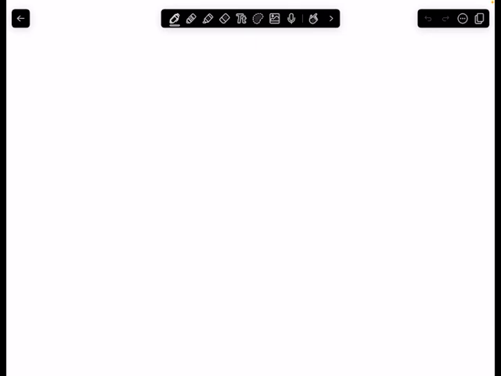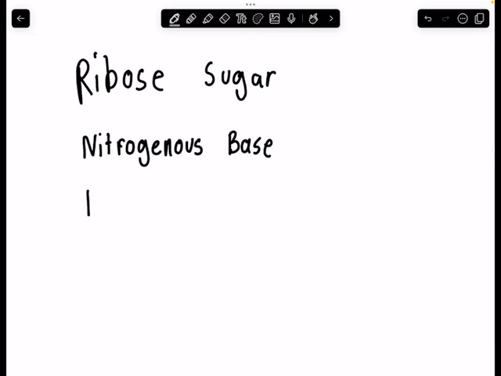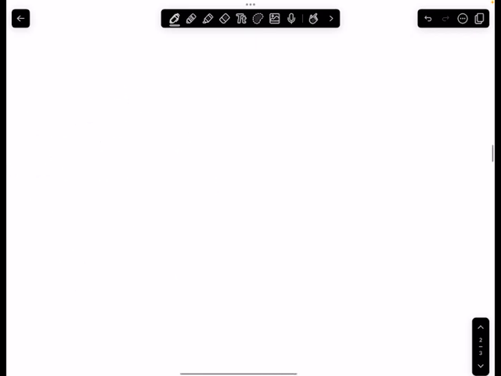The first thing you need to know is the structure. So basically, nucleic acids are composed of three things. First, there's the ribose sugar, there's a nitrogenous base, and there is a phosphate group. And so the way these come together in the monomer form is called a nucleotide.